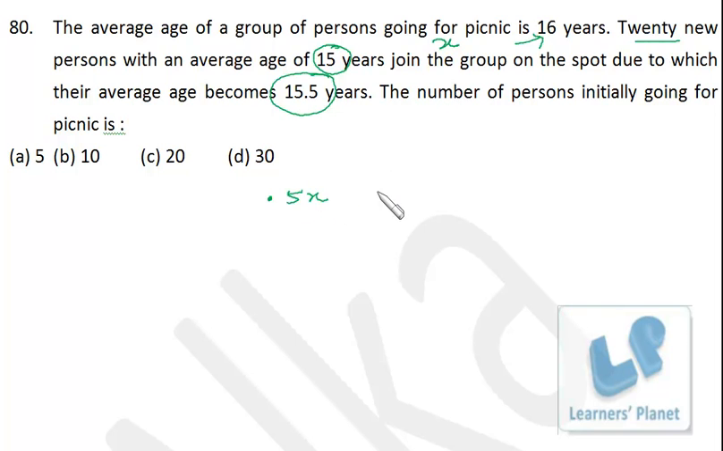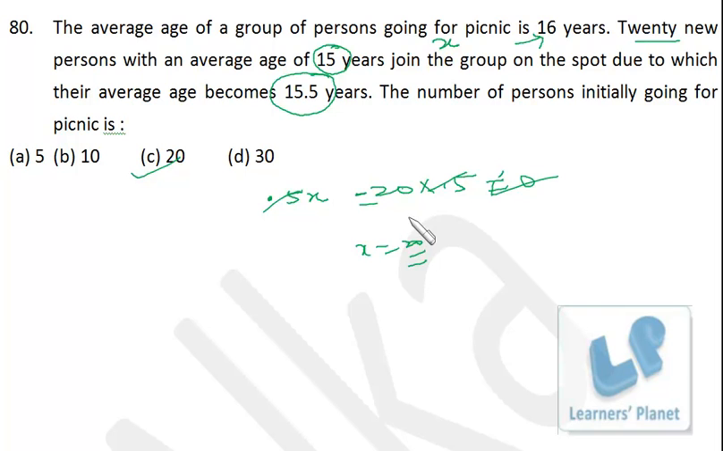Then 20 persons deviation is 0.5, but it is negative, right? Because 15 is less than 15.5, so it is 20 into 0.5, but it is negative, right? So sum of deviation is 0. So we can take this 0.5 and 0.5 is cancelled. So X is equal to 20. So initial number of persons were 20. Okay.